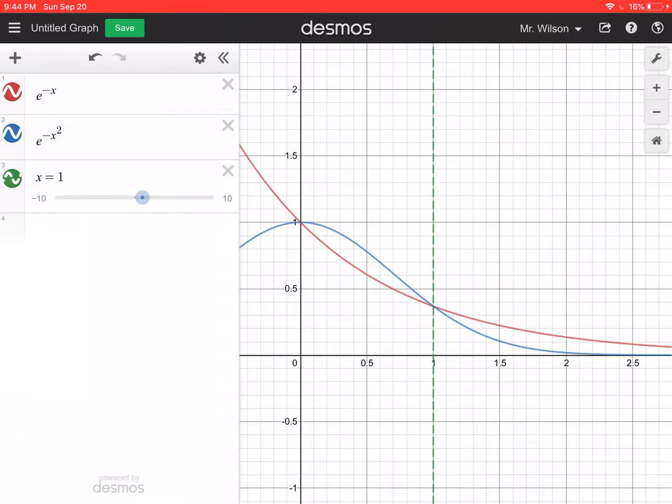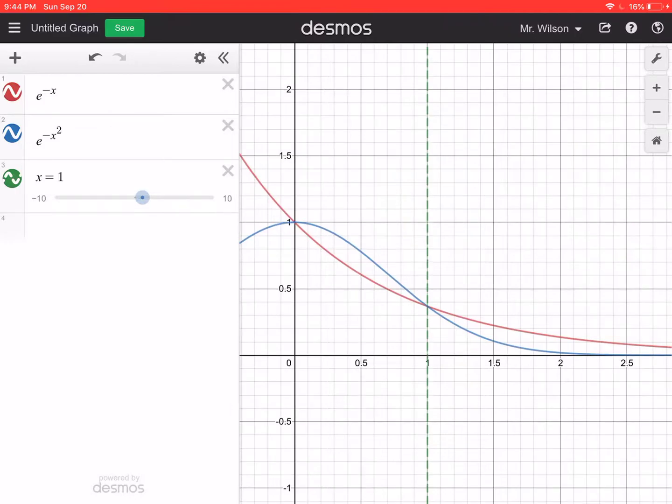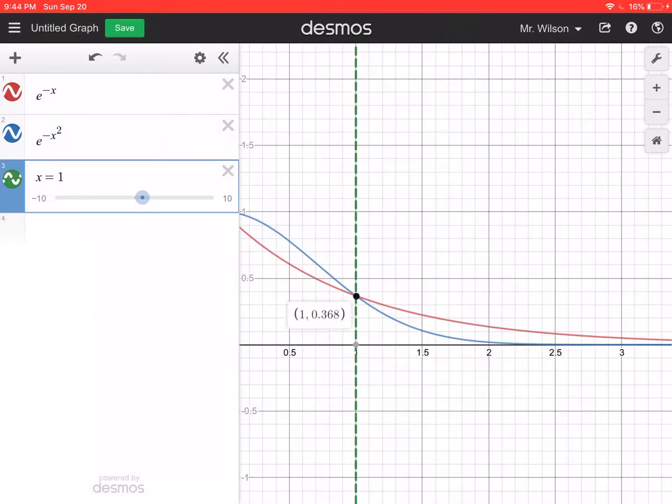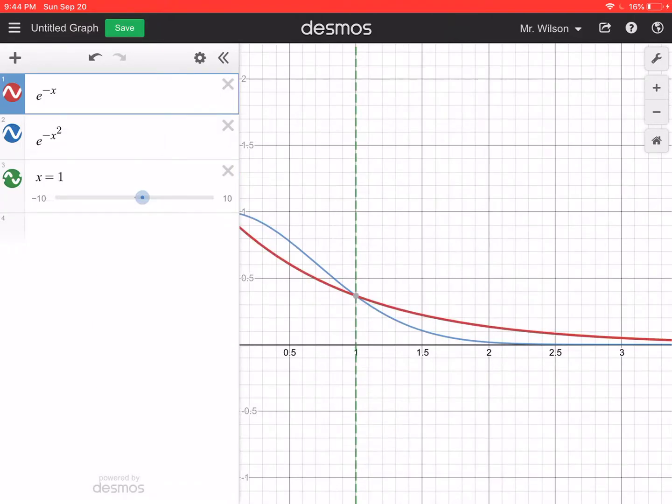Okay, so from 0 to 1, we do have e to the negative x squared is actually larger from 0 to 1. However, we know that this area is finite under here. You can clearly see it's going from 0 to 1. That is finite. But as we go from 1 onward, e to the negative x is on top this entire way. Okay, so that function is larger.